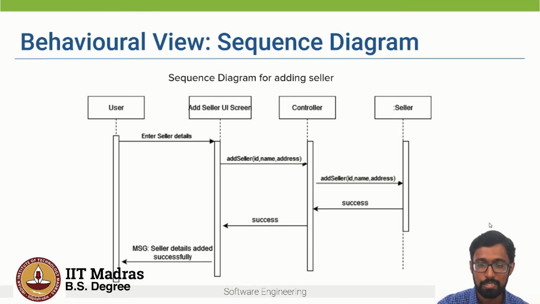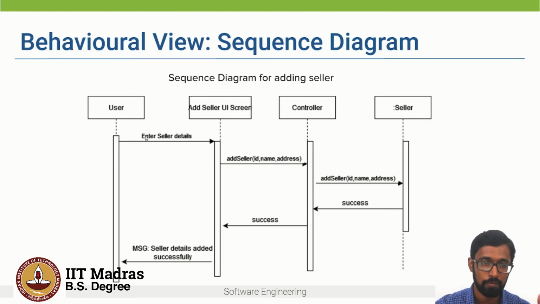So the classes from the class diagram are represented at the top by these boxes. So you see that there is a seller object and there are other objects like controller, UI screen, and the user, right? Each of these objects has parallel vertical lines, which are known as lifelines. And these horizontal arrows are messages which are exchanged between different objects in the order that they occur.